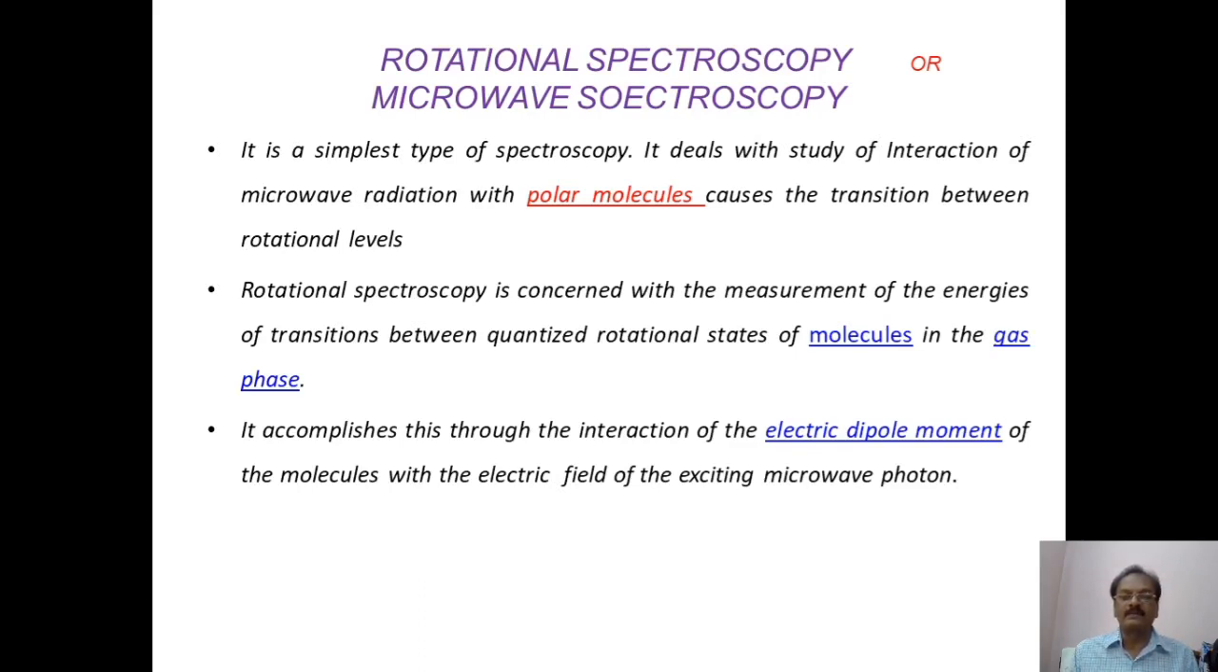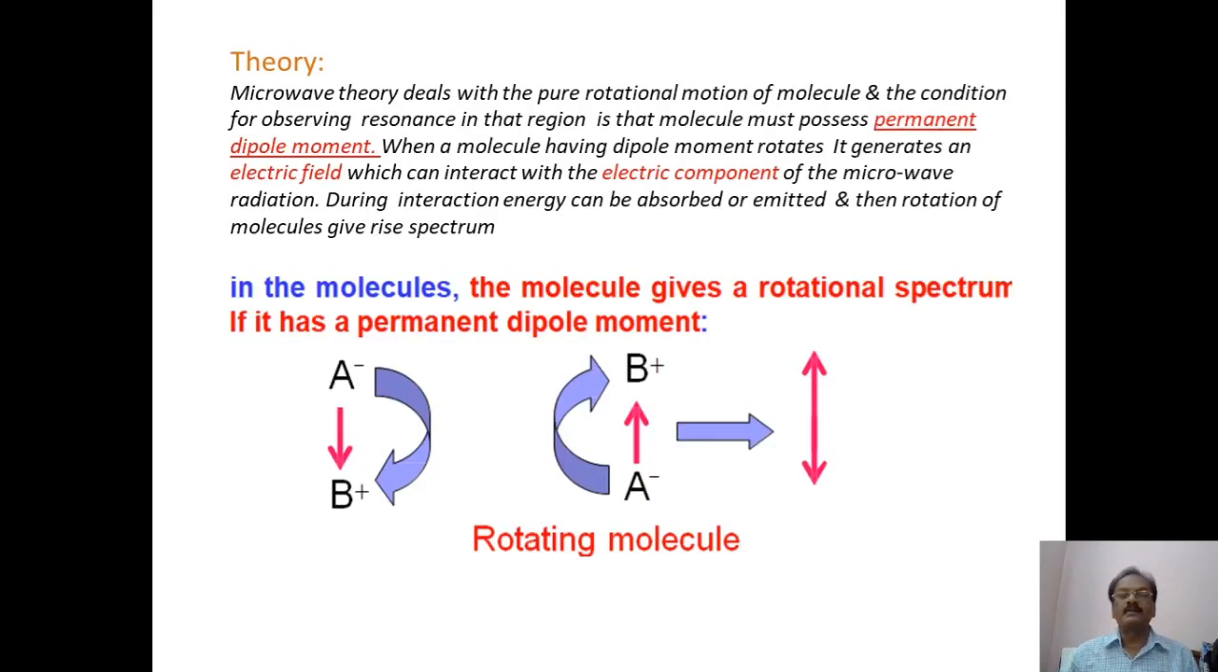gaseous phase. It accomplishes this through the interaction of the electric dipole moment of the molecules with the electric field of the existing microwave photon. That is, we can say microwave theory deals with the pure rotation motion of molecules, and the condition for observing resonance in that region is that the molecule must possess a permanent dipole moment.